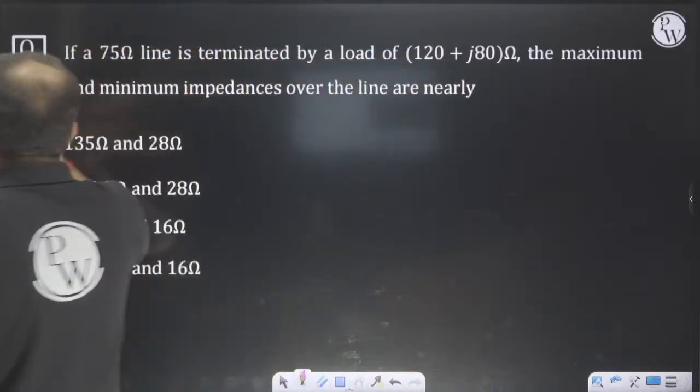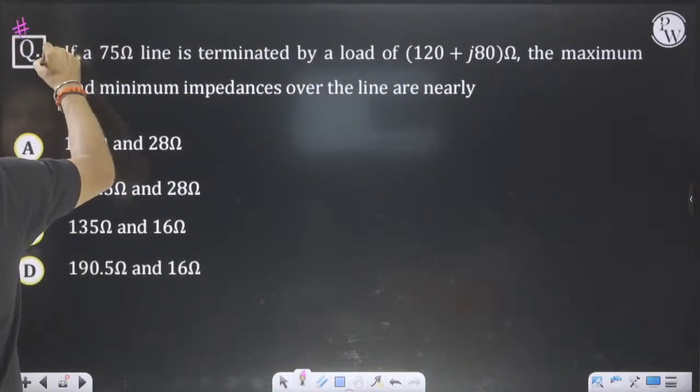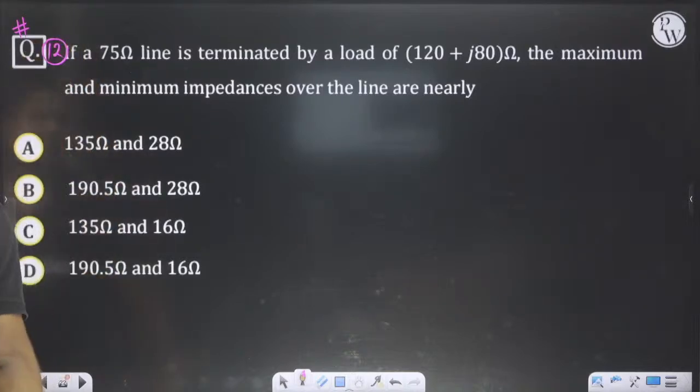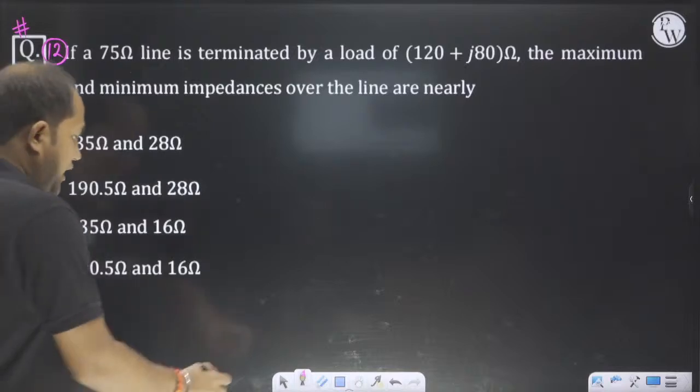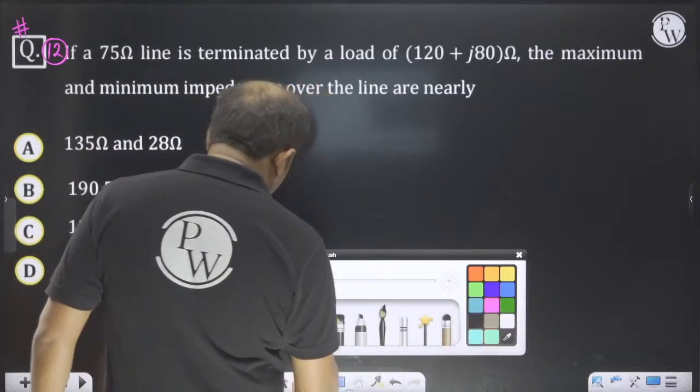What is question number 12? So question number 12: you have a 75 ohm transmission line terminated by a load of 120 plus j80. The maximum and minimum impedance over the line are asked. So they are asking for maximum impedance and minimum impedance.